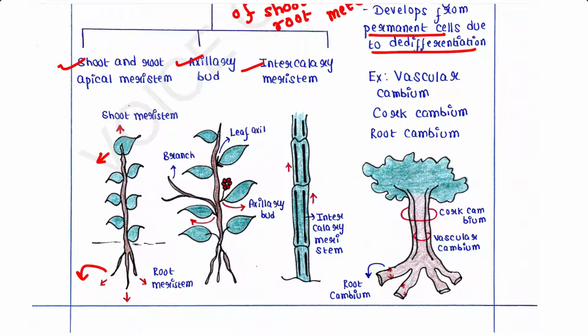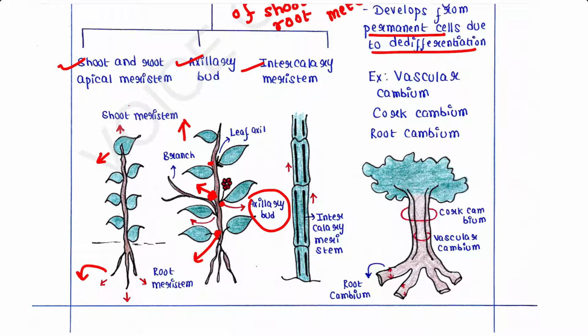Now when shoot elongates like these, some cells are left behind from shoot apical meristem and they constitute the axillary bud. So you can see these all are axillary bud.